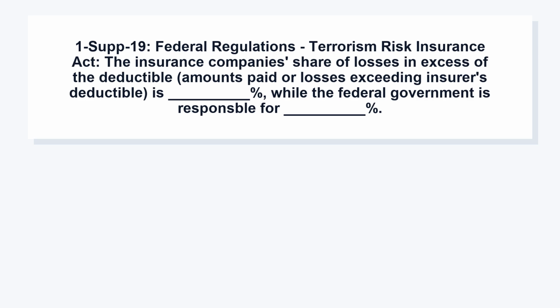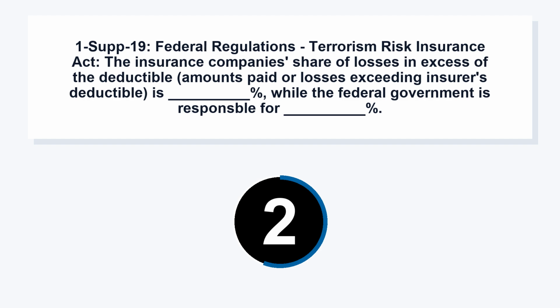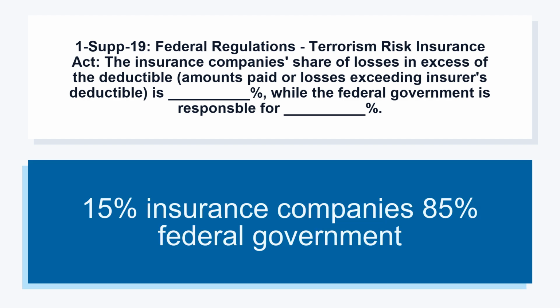1 Sup 19: Federal Regulations, Terrorism Risk Insurance Act. The insurance company's share of losses in excess of the deductible, amounts paid for losses exceeding the insurer's deductible, is ____ percent, while the federal government is responsible for ____ percent. 15% insurance companies, 85% federal government.